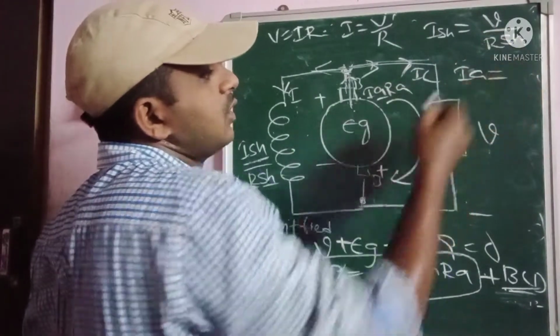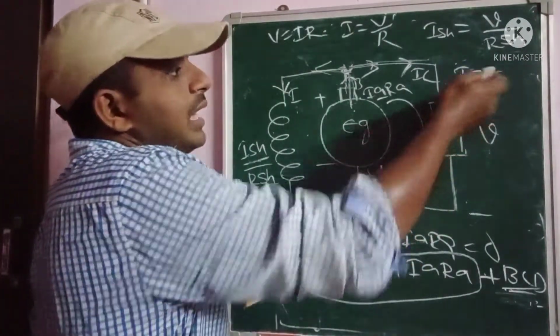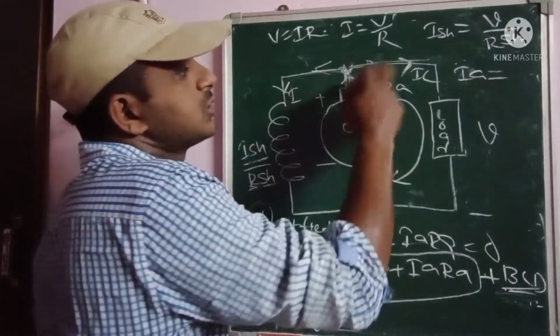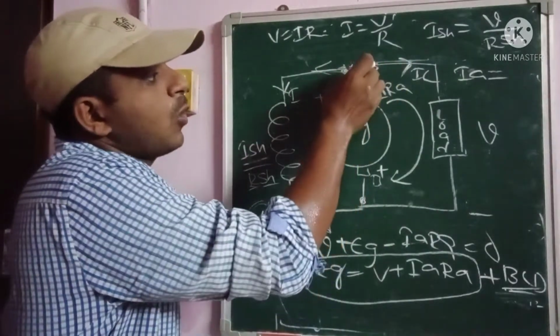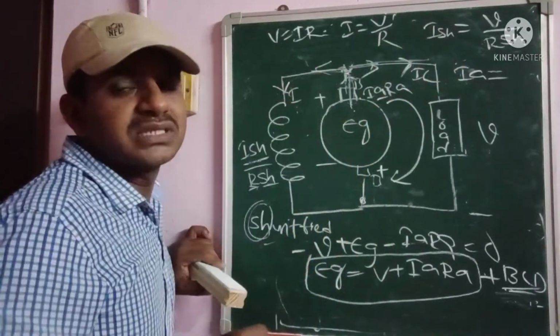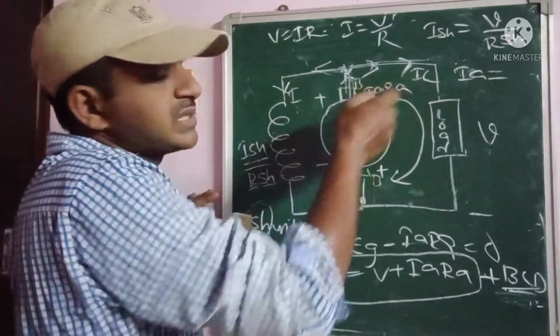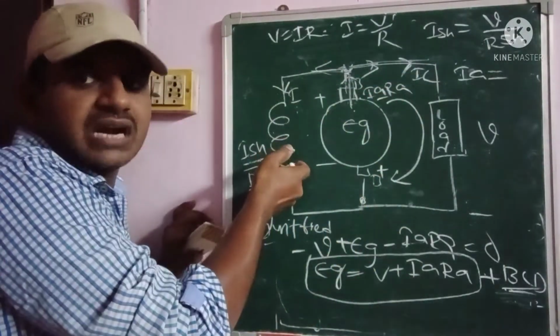From this junction, IA is equal to IL plus ISH. Why? Because the total current is dividing, some of the current going to the load as well as some of the current to the shunt field winding.